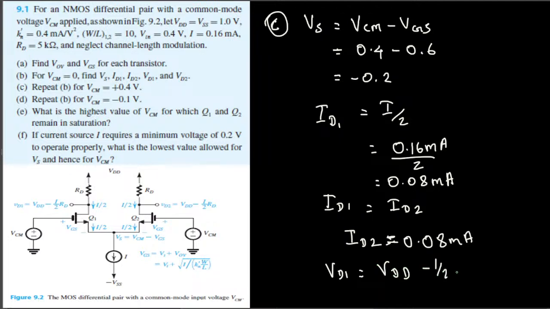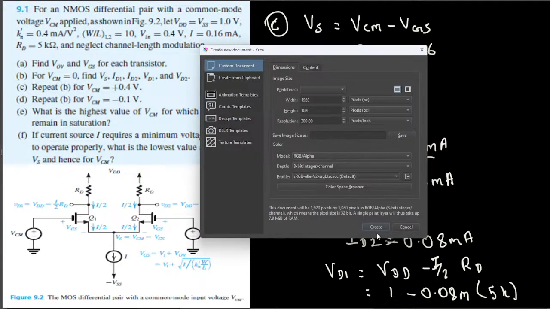But the equation is already there, so I just plug it in and find the final answer. VD1 is VDD minus I divided by 2 times the resistance, because that's the current. VDD is provided in the question, that is 1 volt. I divided by 2 is 0.08 milliampere. And RD is also provided, that is 5 kilo ohms, so put 5k right here. If you solve it, you will get VD1 to be 0.6 volts.